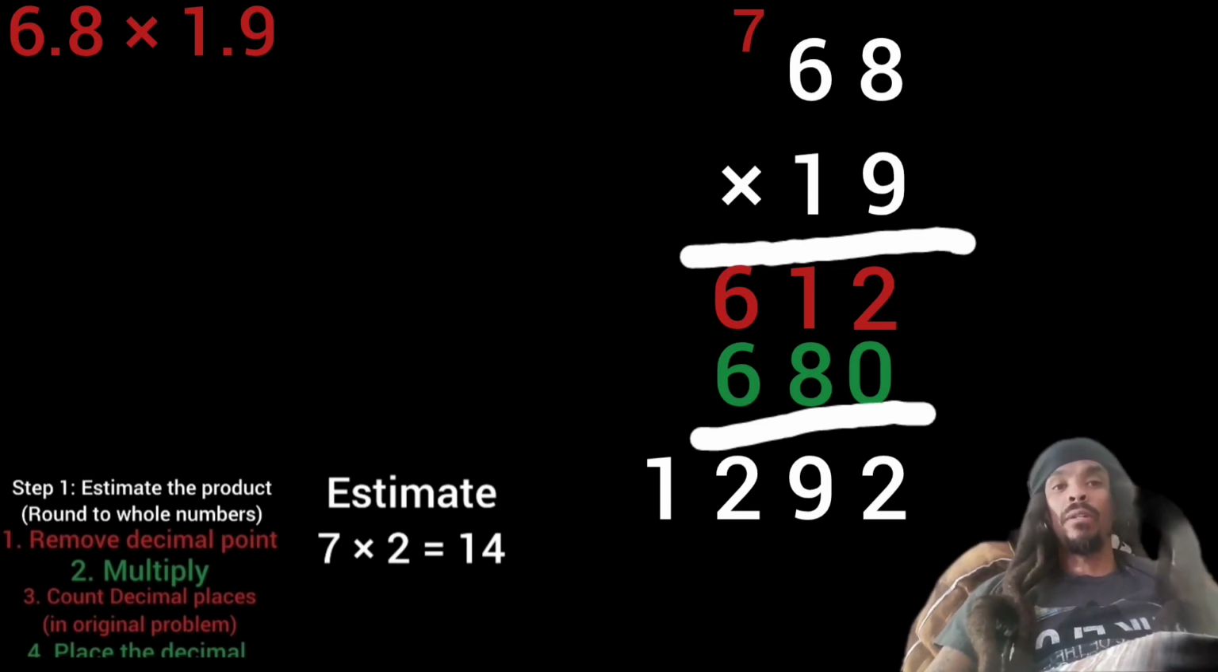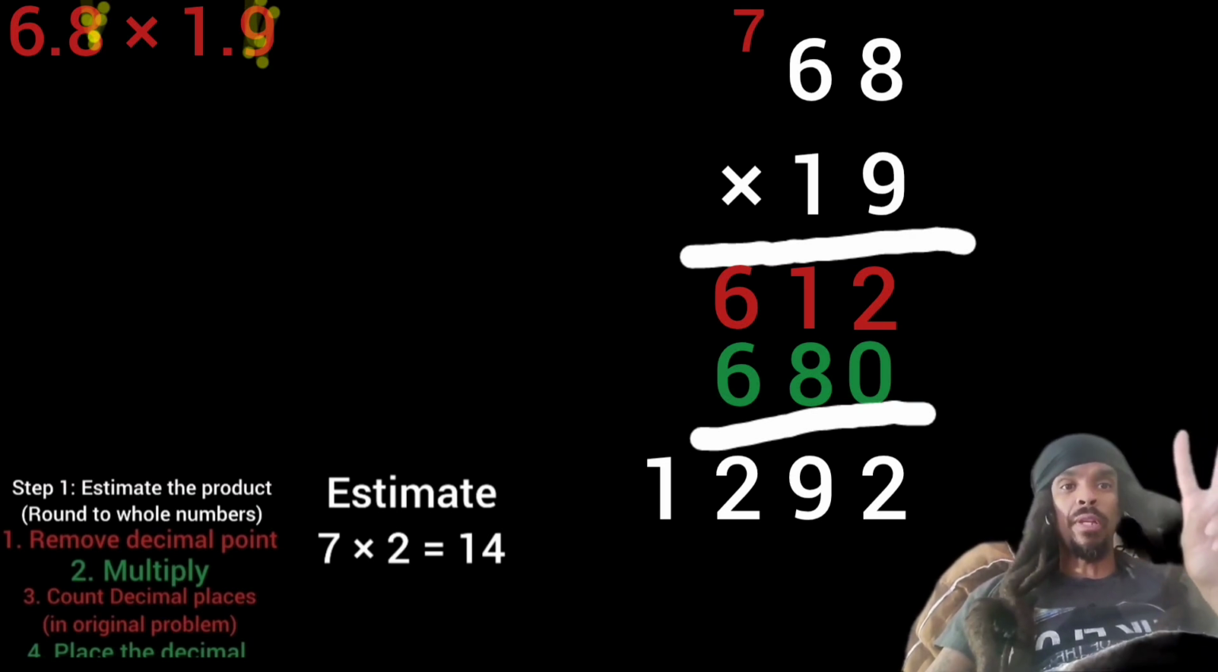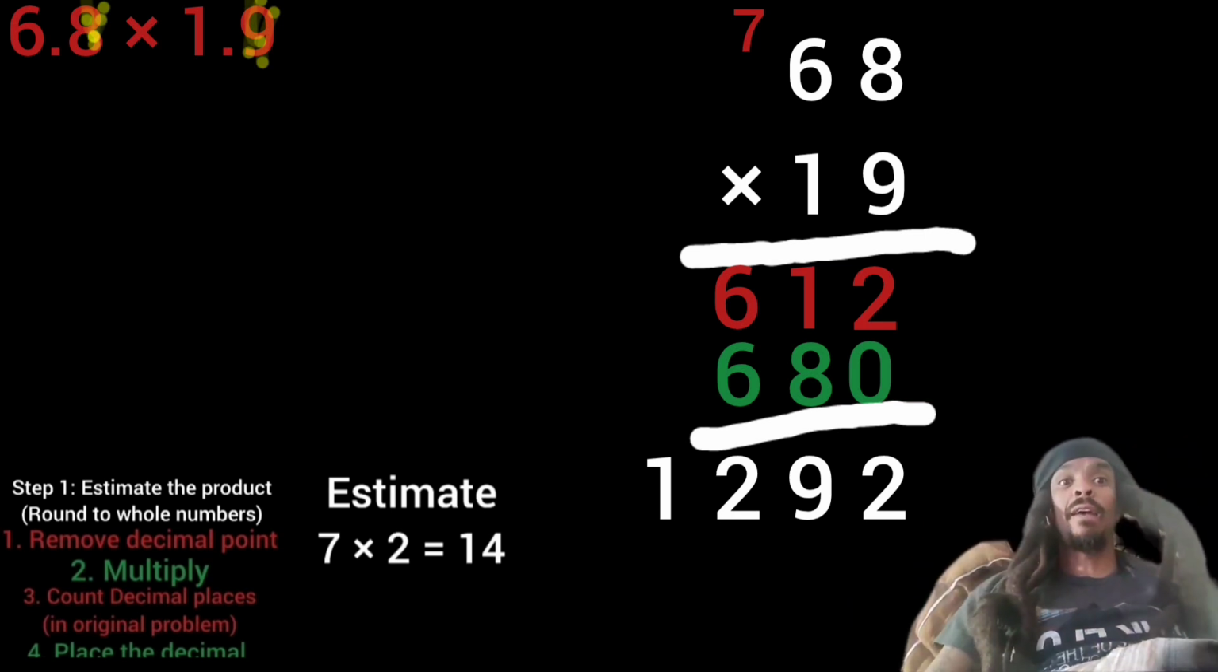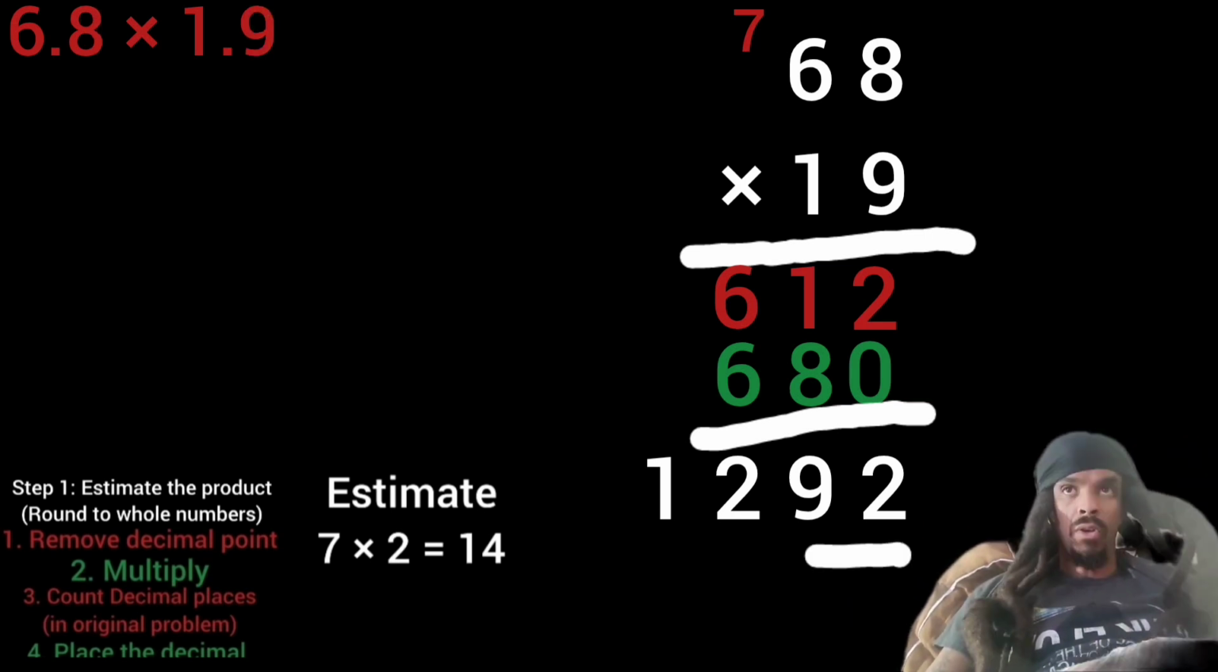But let's actually do it. In our original problem, it's 6.8, 6 and 8 tenths times 1 and 9 tenths. So we have 2 decimal places: the 8 in 6.8 and the 9 in 1.9. So that's 2 decimal places in our original problem, which means our answer has to have 2 decimal places also. So we would have to put that in between our 2 and our 9.